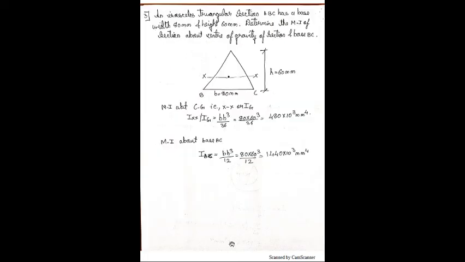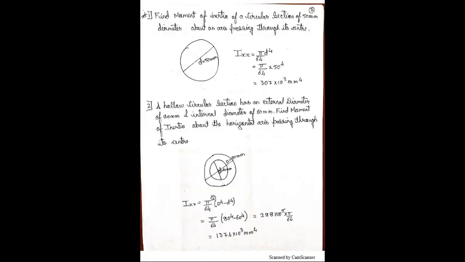One more question. A hollow circular section has an external diameter of 80 mm and an internal diameter of 60 mm. Find the moment of inertia about the horizontal axis passing through its center. Like the previous rectangular section, this one is hollow. So again, from the outer we will deduct the smaller one to get the moment of inertia of the section. So pi by 64 into capital D raised to 4 minus small d raised to 4. 80 is the capital D, we deduct the smaller one, and we get this. This is how we have to find the moment of inertia.